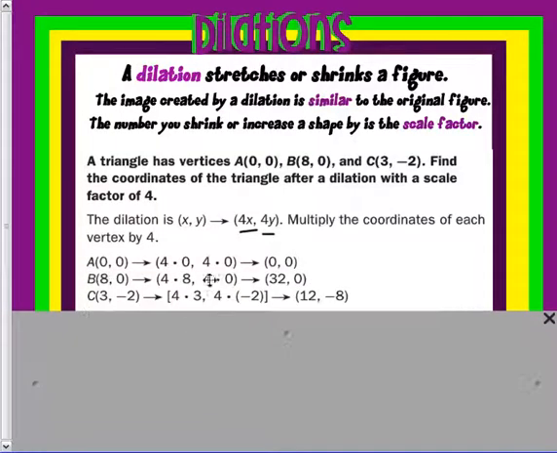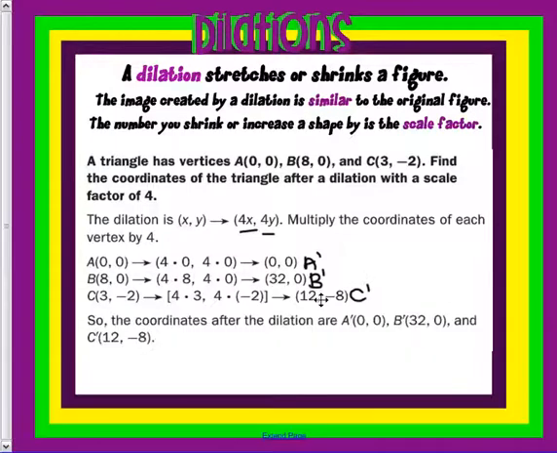When we do so, 0 times 4 and 4 times 0 are still the same thing. So we get 0 for A. So this would be A's image. B, however, would be a little different. 8 would become 32, while 0 would stay 0. So this would be B's image. 3 times 4 is 12, and negative 2 times 4 would be negative 8. So this would be C's image. So the new coordinates after the dilation would be the following: A's image, B's image, and C's image.